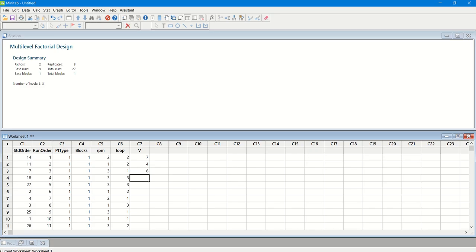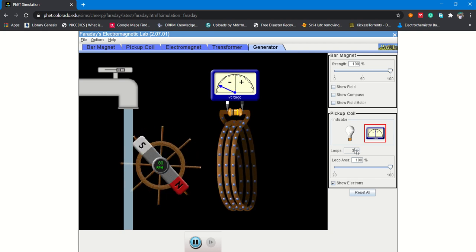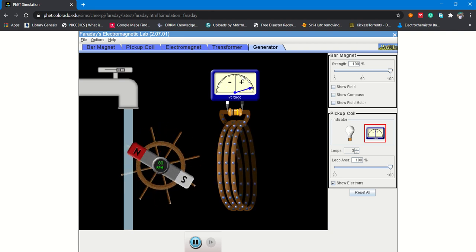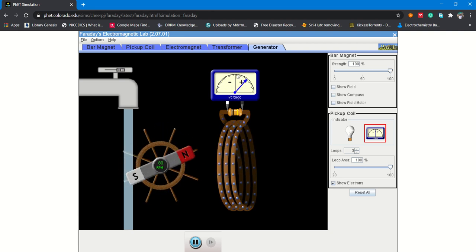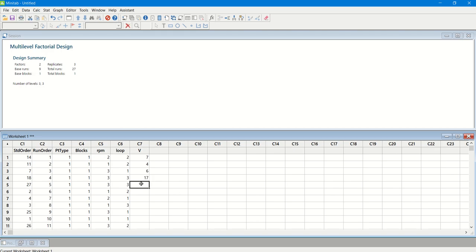So, 3 is 3. So, ibig sabihin, maximum lahat. Okay. Maximum lahat. So, 80 and then maximum loops. So, ating voltage ay dito, no? 1, 2, 3, 4, 5, 6, 7, 8, 9, 10, 11, 12, 13, 14, 15, 16, 17. So, 17. Siyempre, 17 din.